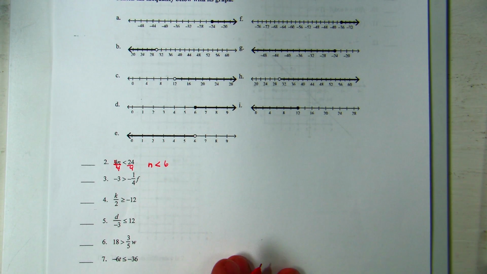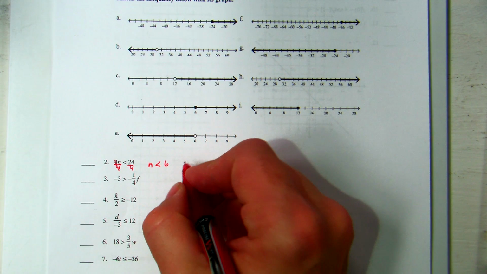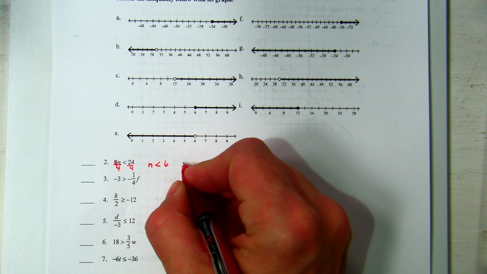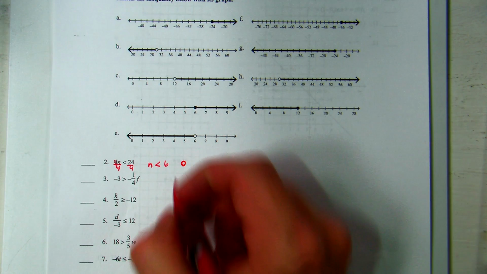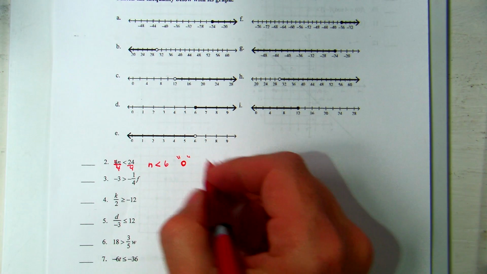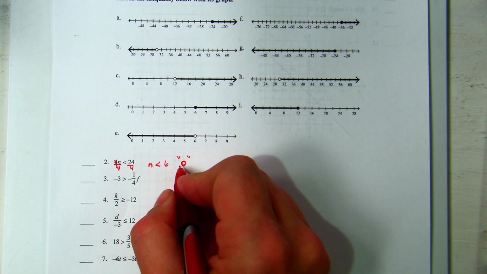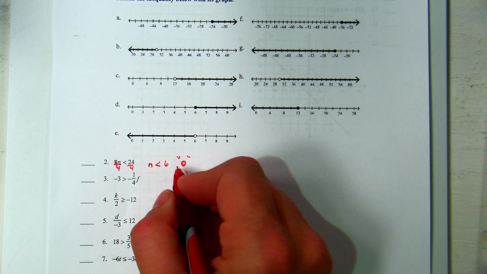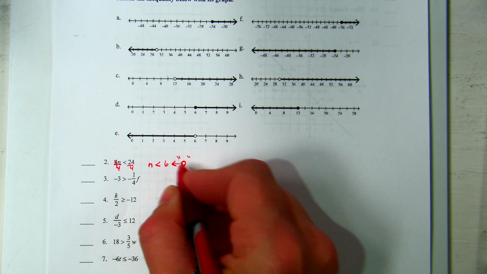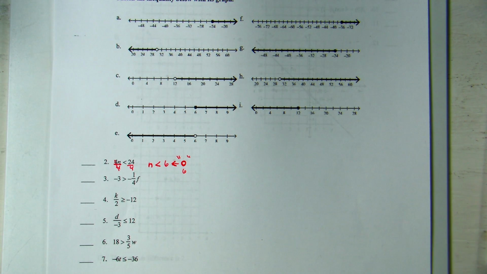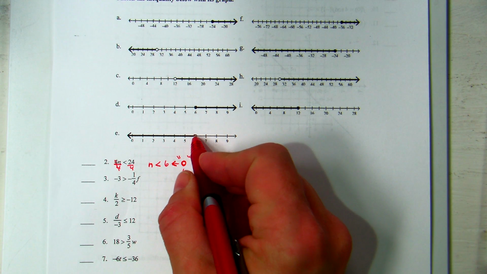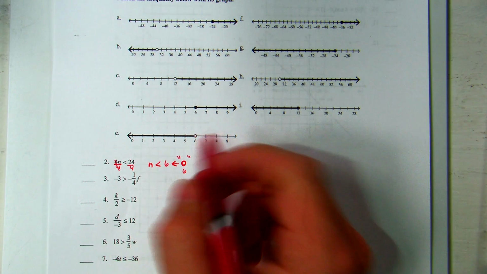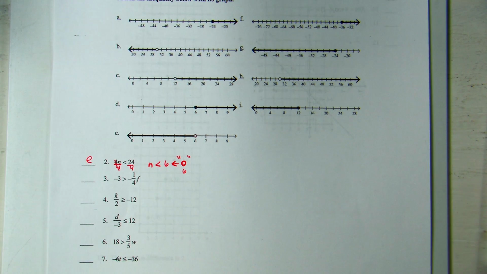Do we have something that is less than 6? Is this going to be a closed or open dot? Open dot, because it cannot be equal to. So it's going to be an open dot. And then what else are we going to notice about this? It's going to go to the left or to the right? Left. So we need to find something at 6 that looks like that right there. E. E is right here. We've got 6, open dot on top. Everything goes to the left. So that's going to be our answer for number 2.